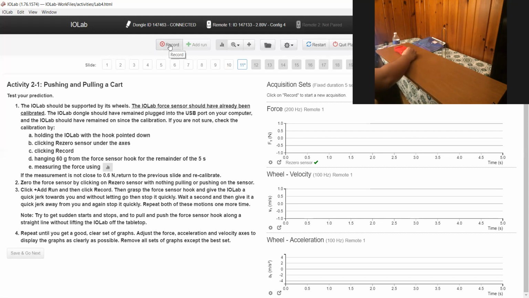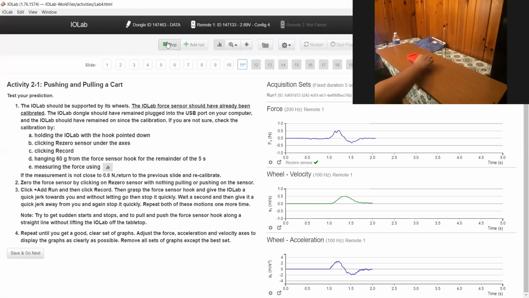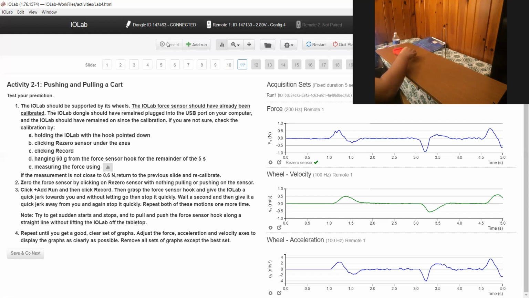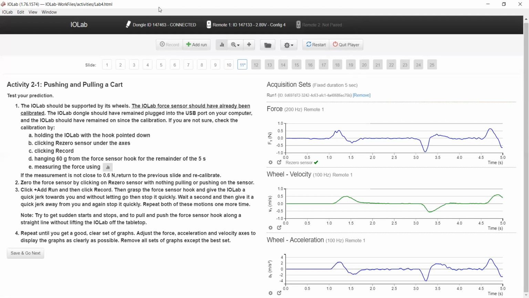So let's click. I'll click on record. I'll hold this one. Click on record. So push like this. Pull again. Push again. You can do this as many times as you like: push, pull towards you, stop, push back. And then save and go next, obviously.